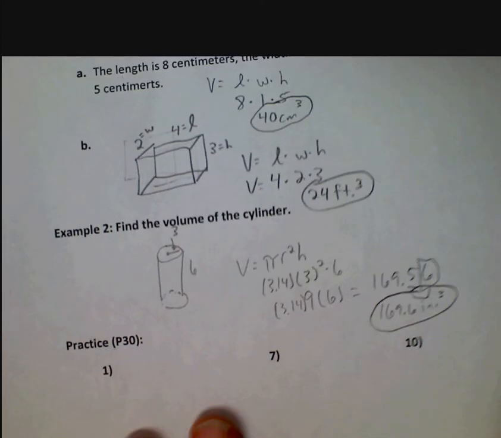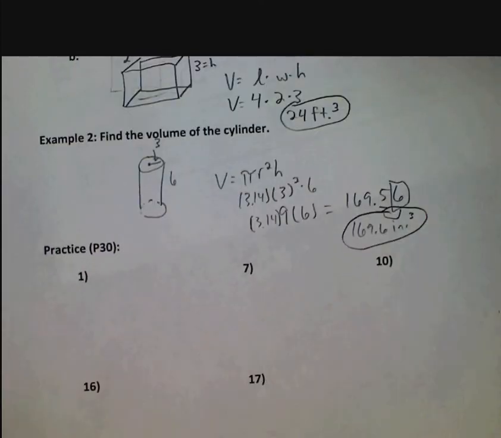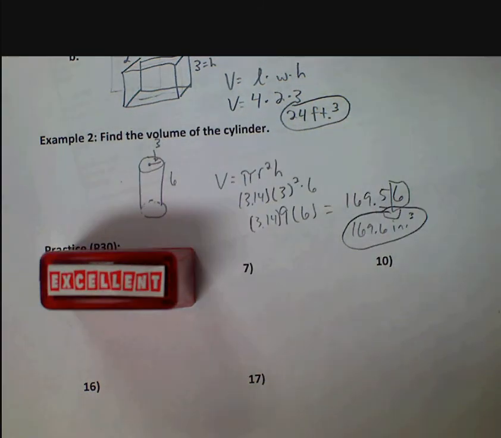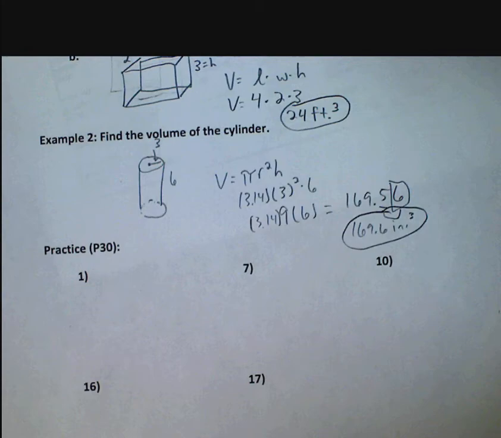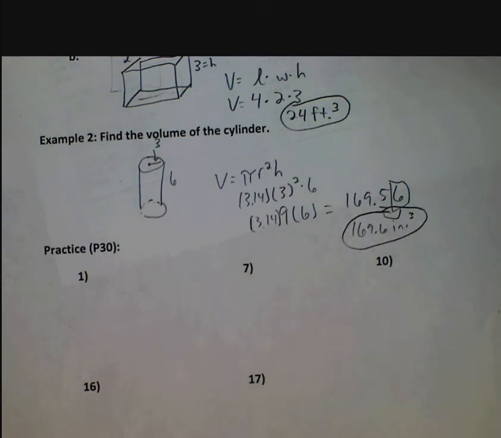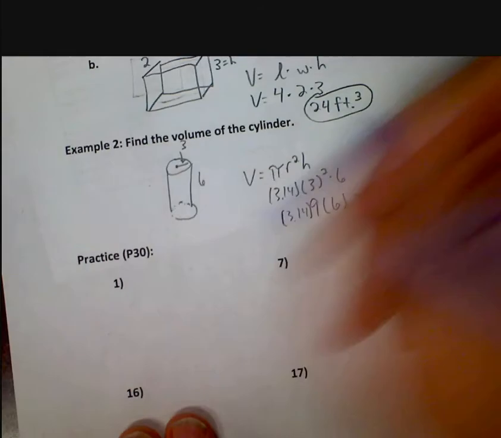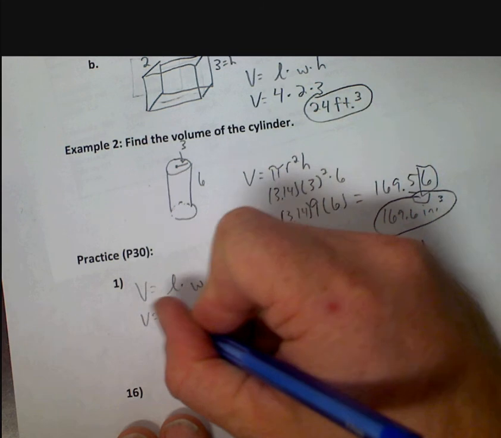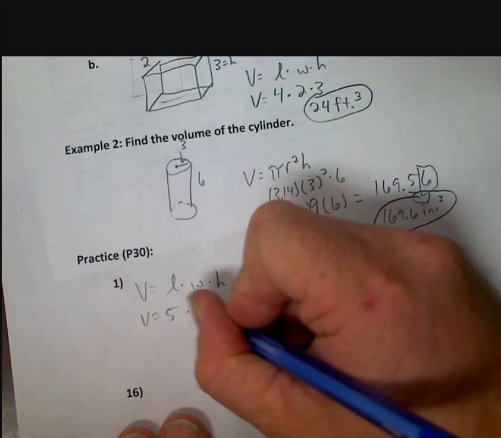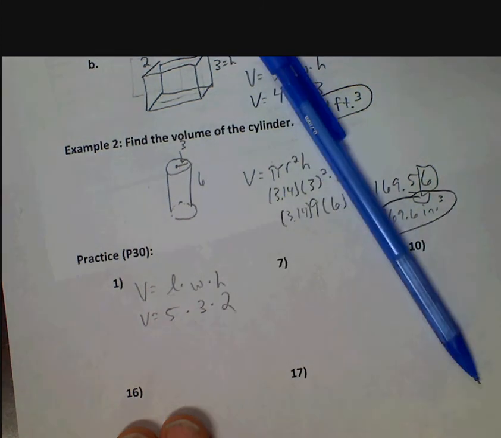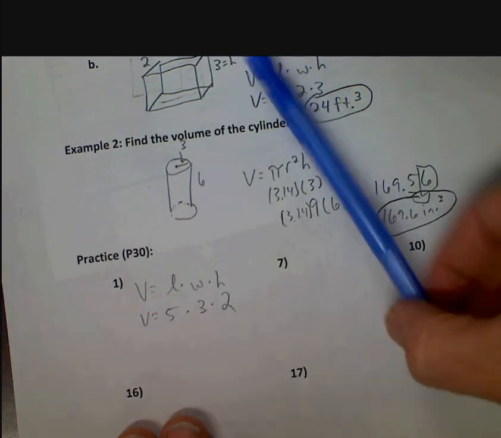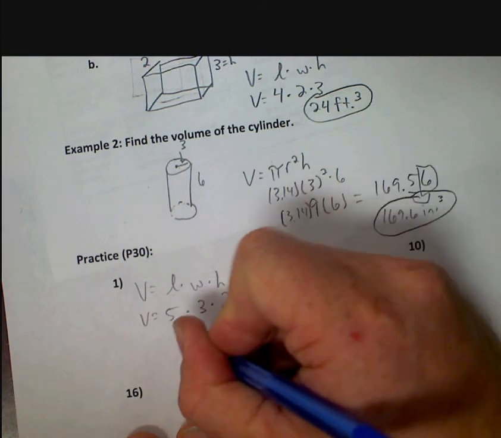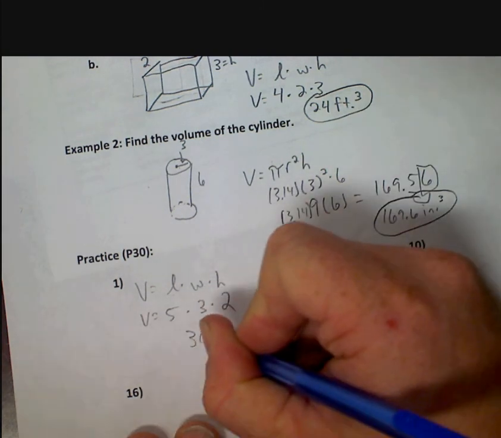So on P30, number 1, go ahead and pause the video and try number 1. On number 1, we need to find the volume of each rectangular prism given the information. So this is super easy because I know that the volume is length times width times height. So my length is 5, my width is 3, my height is 2. So 5 times 3 is 15 times 2 is 30. And we measured in centimeters, so it's cubed.